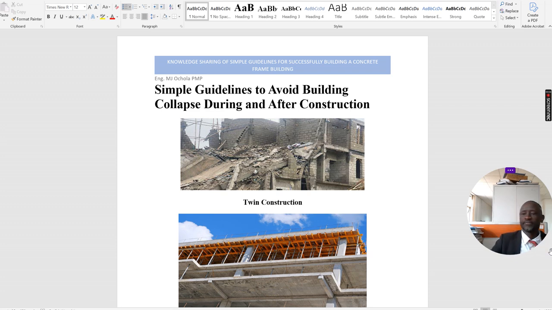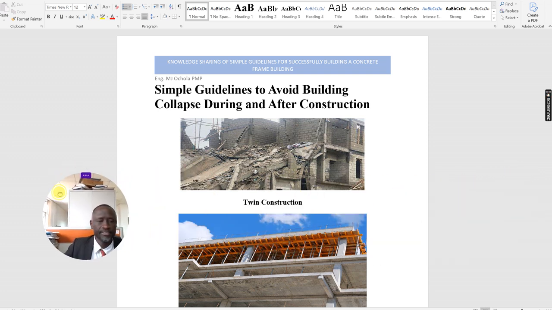Decided to start the morning with some talk about guidelines, simple guidelines to avoid building collapse during and after construction. Yeah, it's about buildings and the collapse, construction and collapse.